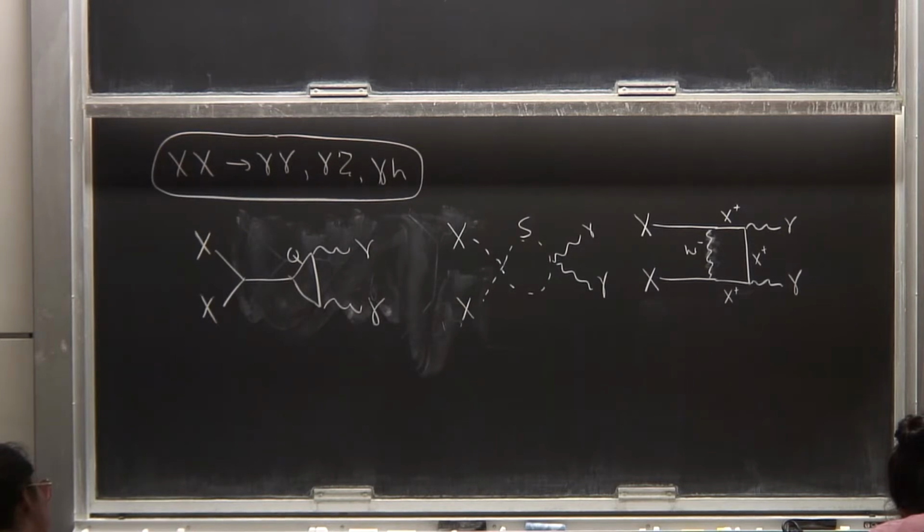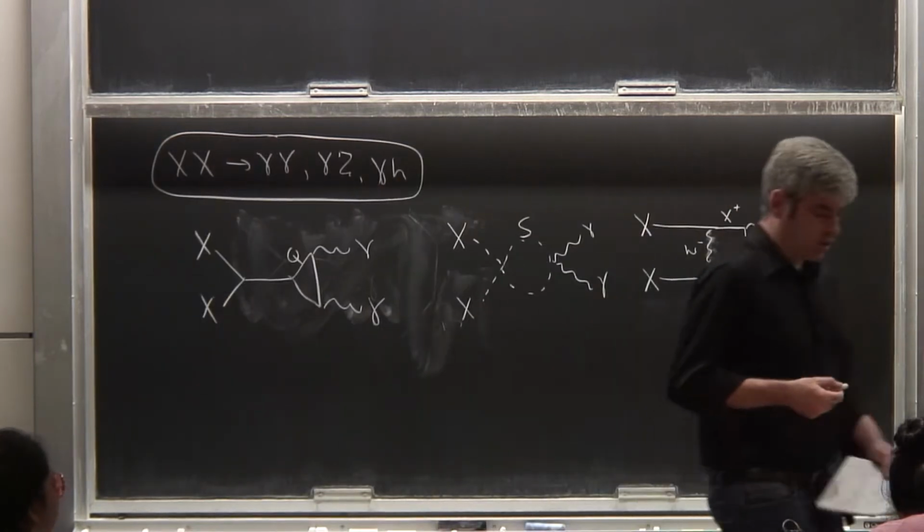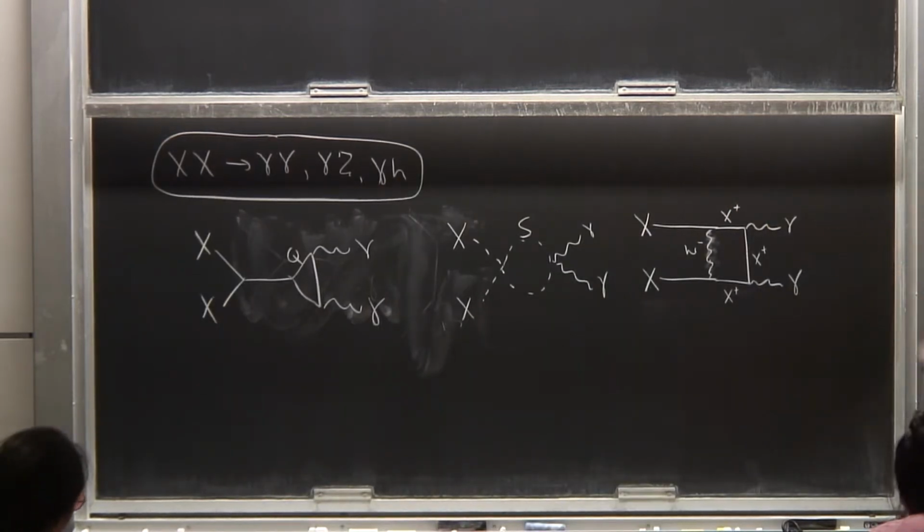And because there's this extra loop, you're suppressed by a loop factor, and you tend to get annihilation cross-sections to photon lines that are maybe 3, 4, 5 orders of magnitude smaller than the annihilation cross-sections to other states. Now there are exceptions to this.